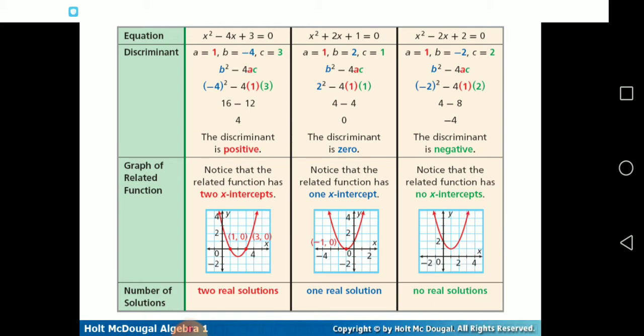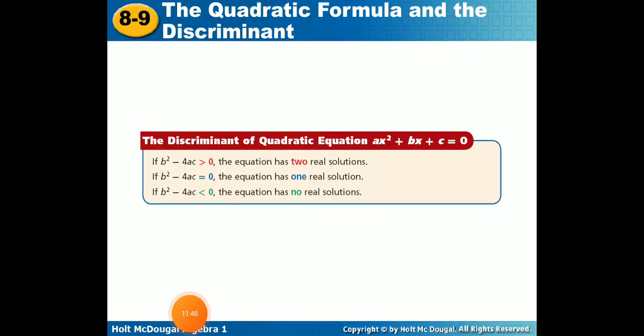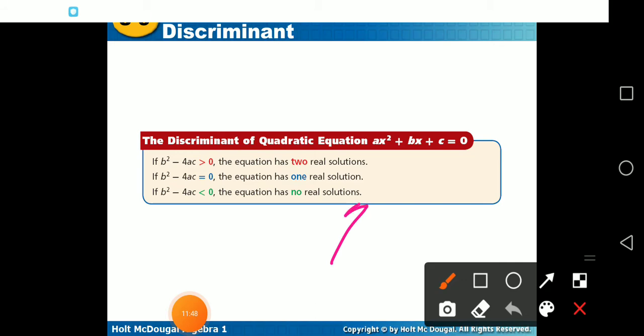So no real solutions, and when I say 0, it's just one real solution. And when I say positive, I have two real solutions. So I have this schedule here. Please study this one very well. When it's greater than 0, the equation has two solutions. When the discriminant equals 0, it has just one solution. Less than 0, it has no real solutions.